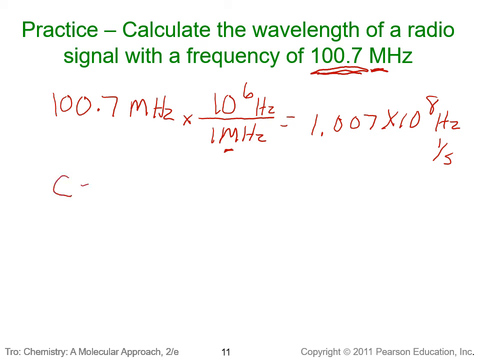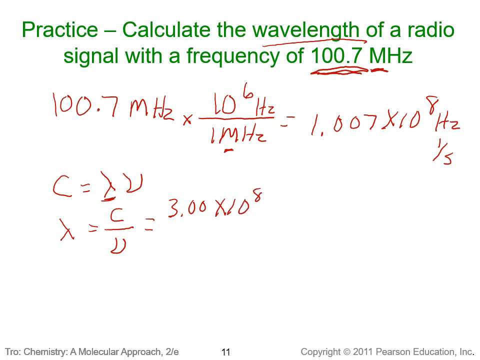So now we can use our equation. We're trying to calculate the wavelength, which is lambda. So lambda is equal to the speed of light divided by the frequency. So 3.0 times 10 to the 8th, that's our constant for the speed of light, divided by our frequency, which we just converted to hertz, or 1 over seconds. Our seconds cancel, and we'll be left with meters.